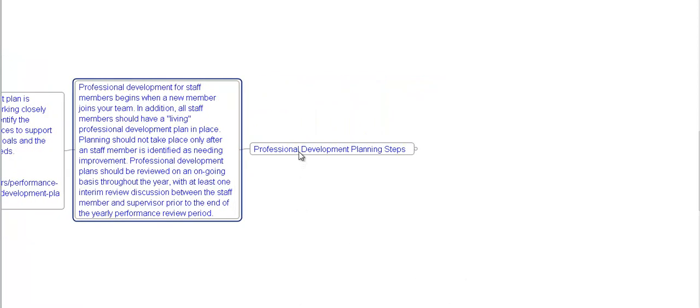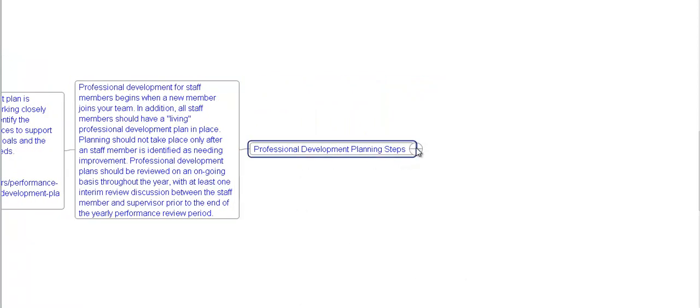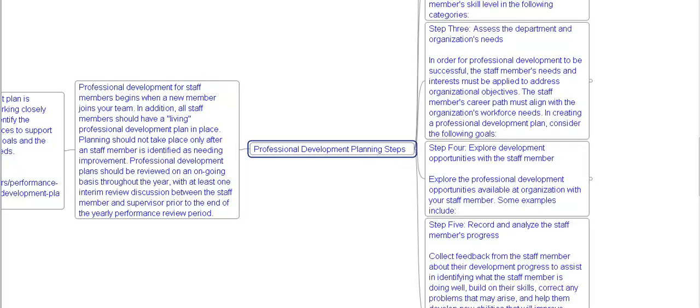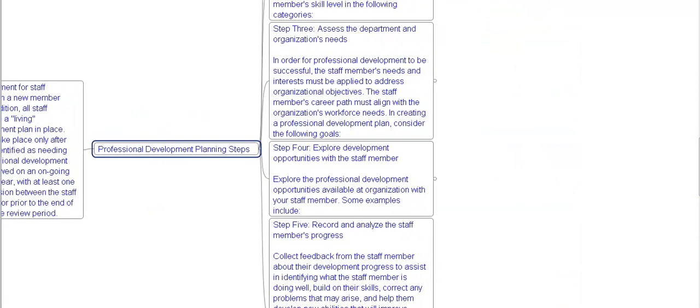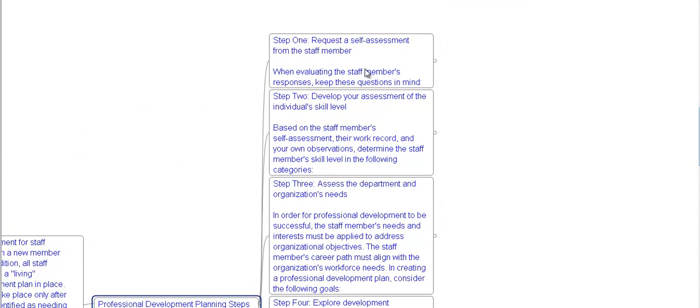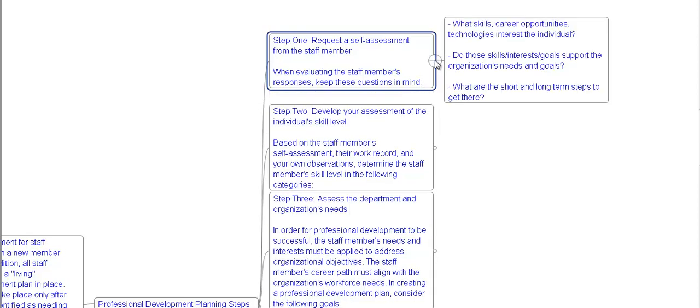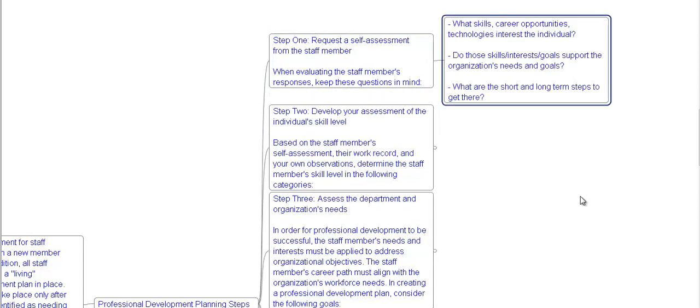Professional development planning steps. Step 1. Request a self-assessment from the staff member. When evaluating the staff members' responses, keep these questions in mind. What skills, career opportunities, and technologies interest the individual? Do those skills, interests, and goals support the organization's needs and goals? What are the short and long-term steps to get there?